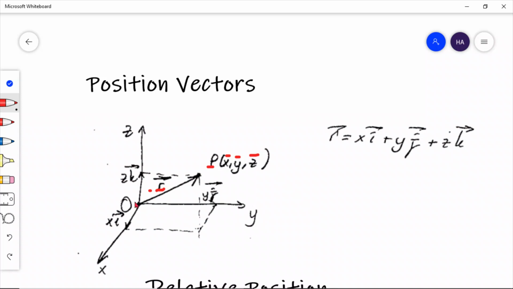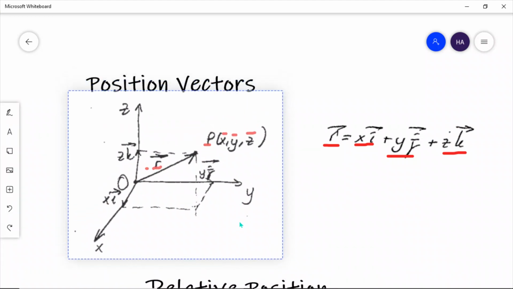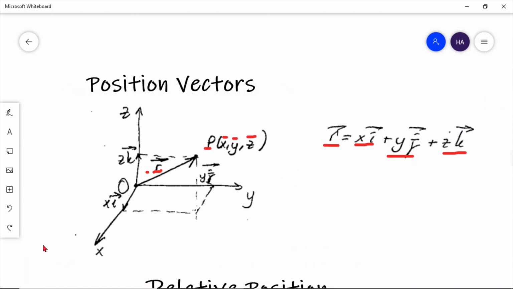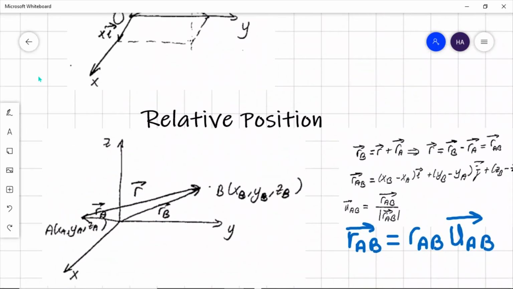In fact, this vector R has 3 components on each axis. So we have the xi component on x-axis, yj component on y-axis, and zk component on z-axis. Then we can write the position vector as R is equal to xi plus yj plus zk. Okay, now this is how we define a position vector. So it's not different than the force vector, but let's see what else we have.